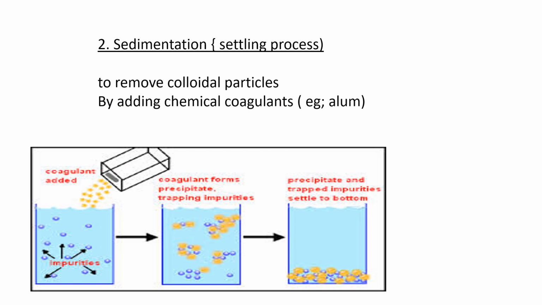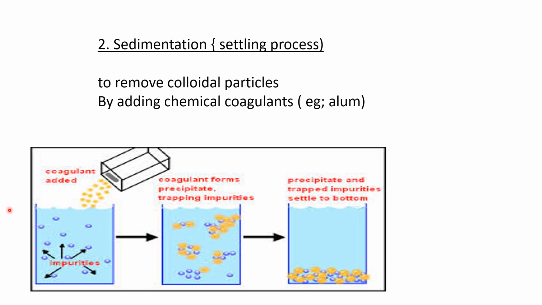Okay, second treatment, known as sedimentation or settling process. Sedimentation or settling process is a method to remove colloidal particles present in sewage. Colloidal particles can't be removed by the first process, the primary process. They can be removed only using the second method, sedimentation or settling process. Colloidal particles can be removed by sedimentation by adding a chemical coagulant. Alum or aluminium sulfate is an example of a chemical coagulant.